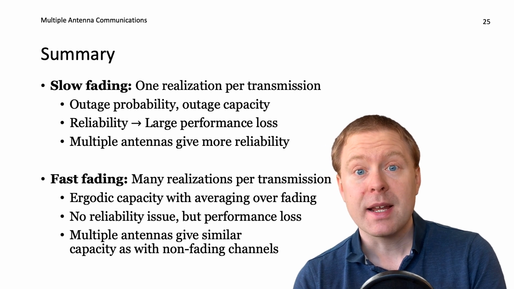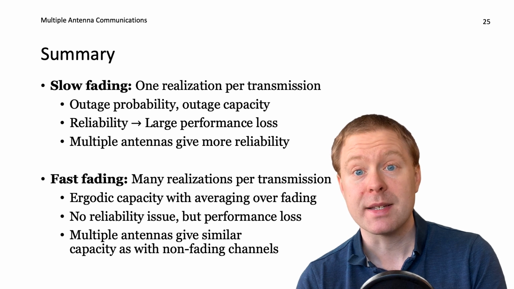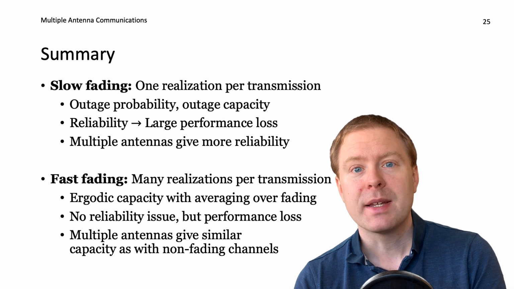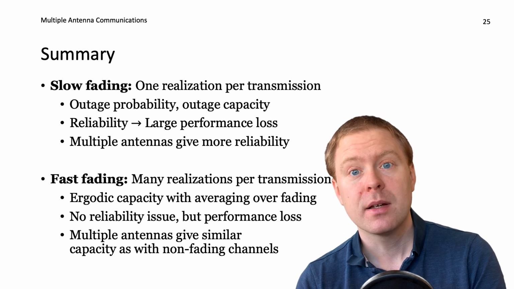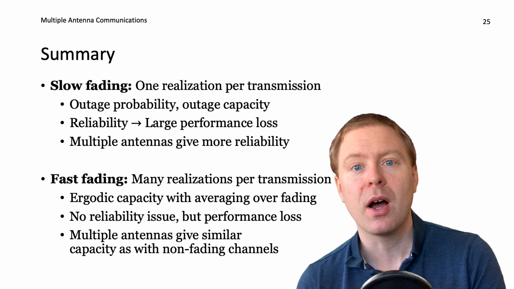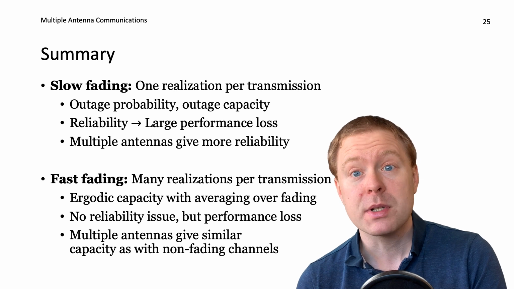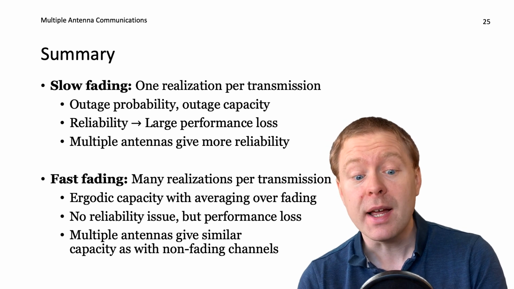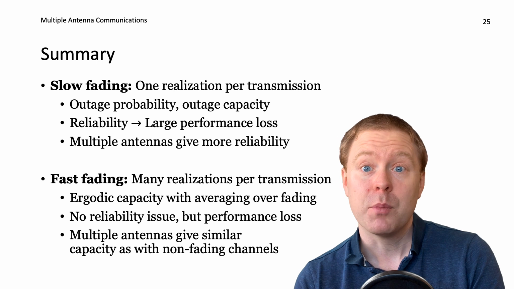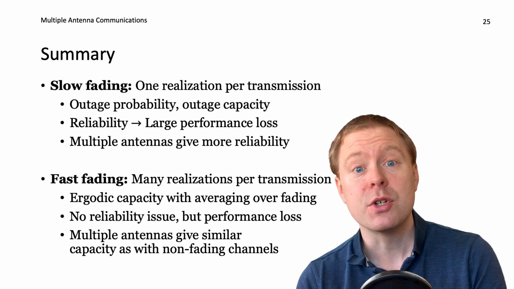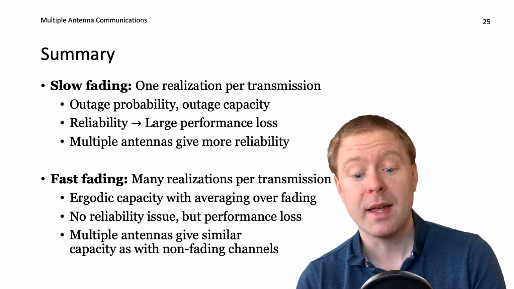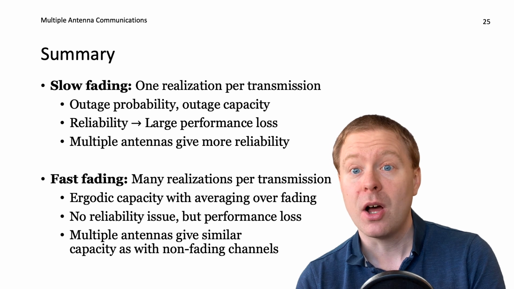In the fast fading case, we see many different realizations of the random channel throughout our transmission. And then we can consider the ergodic capacity, which is a capacity concept where we are averaging over the fading. And then we don't get a reliability issue, but there's still a performance loss compared to having a non-fading channel. But when we have multiple antennas in our system, we can reduce that performance loss, and that is called a channel hardening effect.